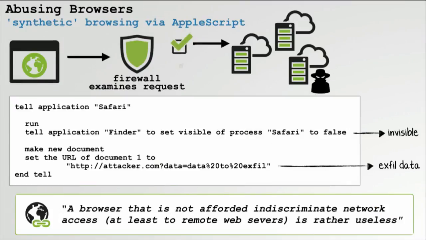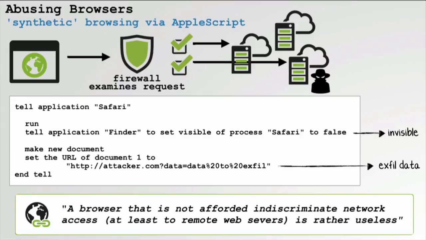Next up, let's talk about abusing browsers. The simple fact is if you have a browser installed, it's going to be able to access the network. Even if you maybe say only port 80 and 443, you're probably going to give it indiscriminate access to talk to any web server. And again, we can passively determine this via LSOF.